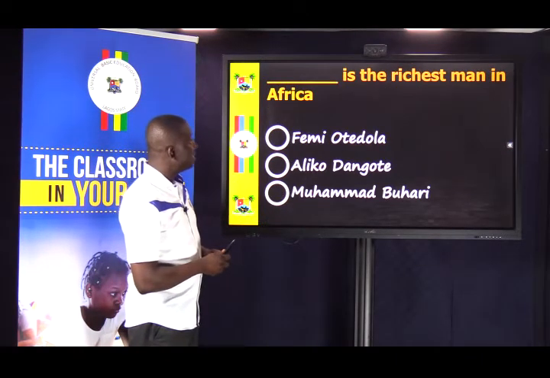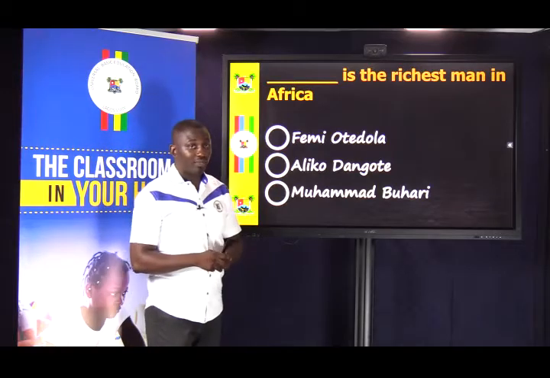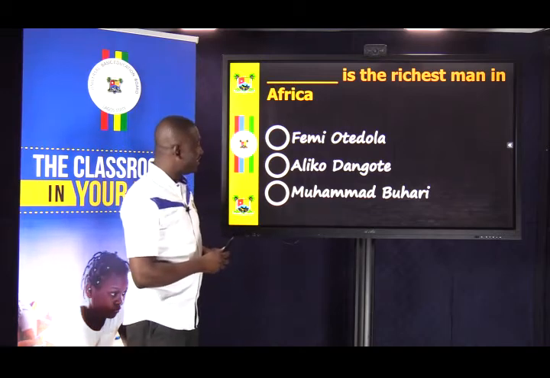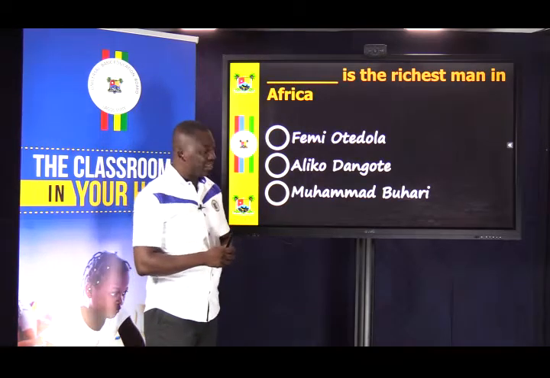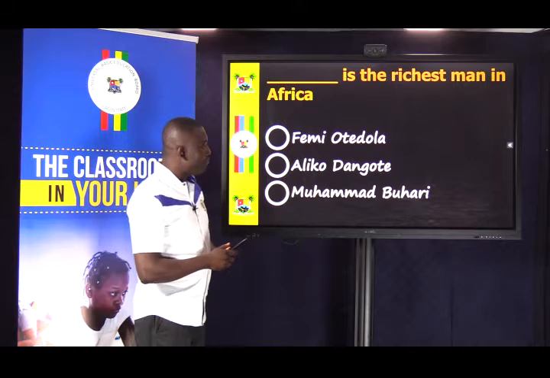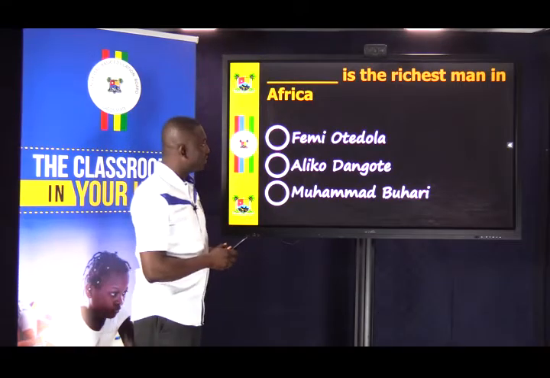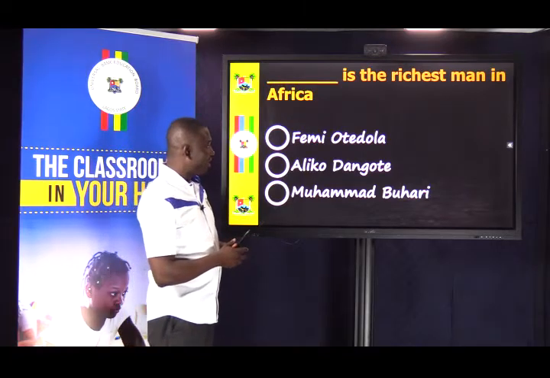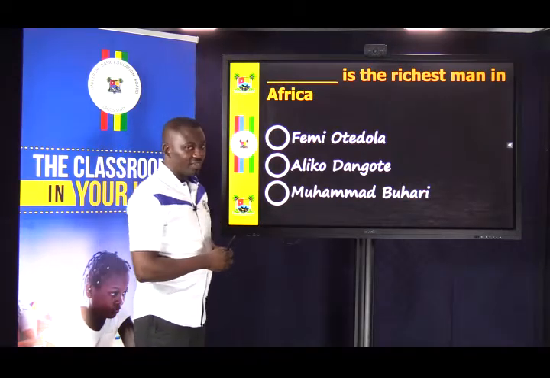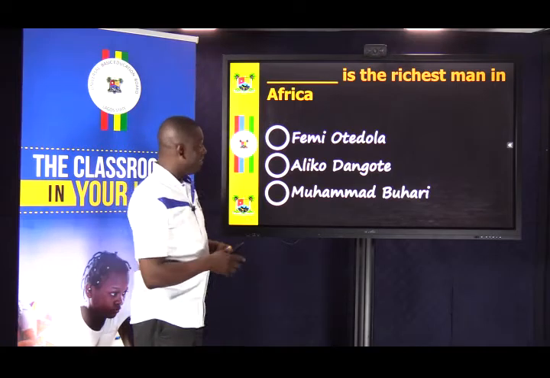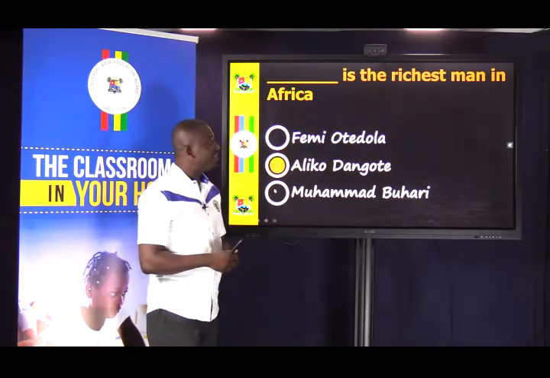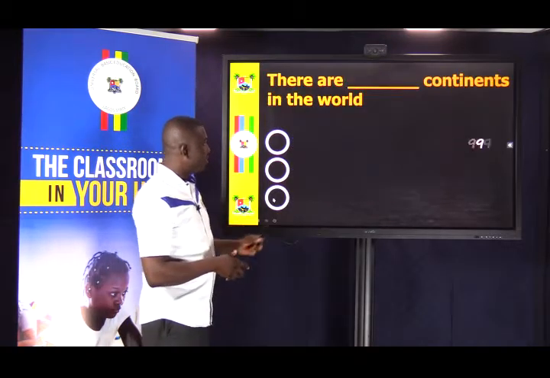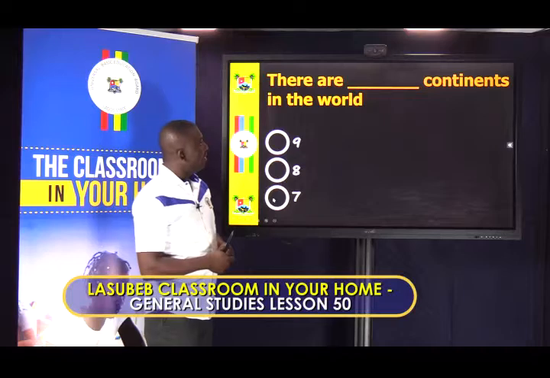Dash is the richest man in Africa. Not in the world, no. In Africa. Okay, who is the richest man in Africa? Is it Femi Otedola? Is it Aliko Dangote? Or Muhammad Buhari? Is a popular name? Okay, have you done that? Okay. Aliko Dangote is the richest man in Africa. Good job, you. On to the next question.